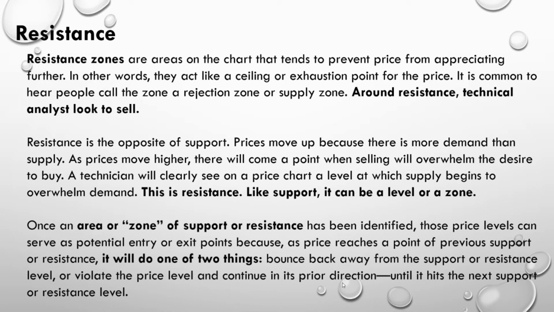All right, so once an area or zone of support or resistance has been identified, those price levels can serve as potential entry or exit points because as price reaches a point of previous support or resistance, it will do one of two things. Yes, two things will always happen when price gets to a support or resistance. It's going to bounce back away from the support or resistance level, or it will violate the price level and continue in its prior direction until it hits the next support or resistance level.